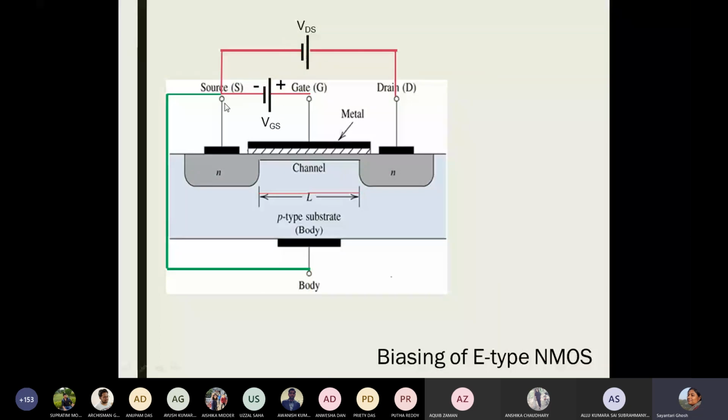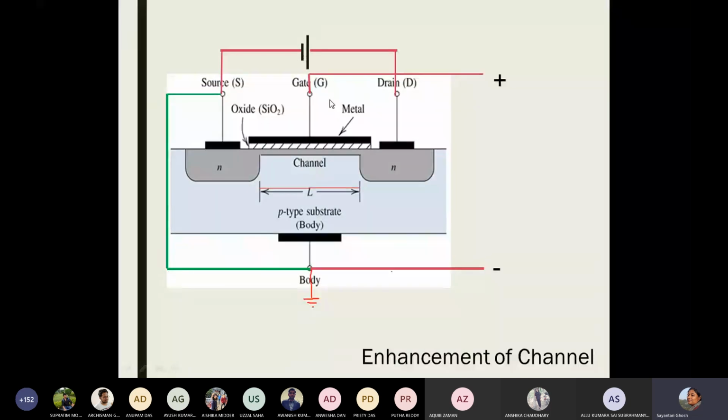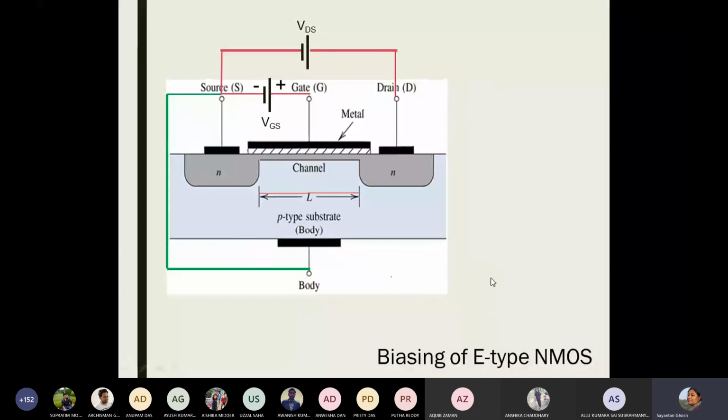You can assume that instead of connecting a battery between body and gate, you connected the previous battery, this one only, where you had the gate terminal positive and the body terminal negative. We just connected that between source and gate now, because the body and source are short circuited. So this is the entire biasing of the E-type NMOS. The E-type NMOS has the source and the body short circuited.